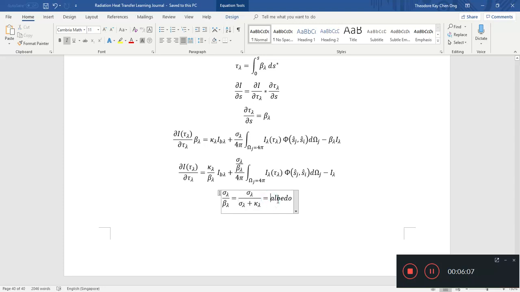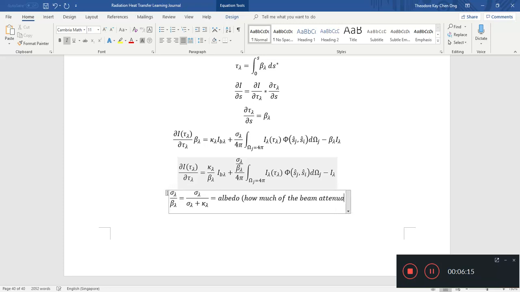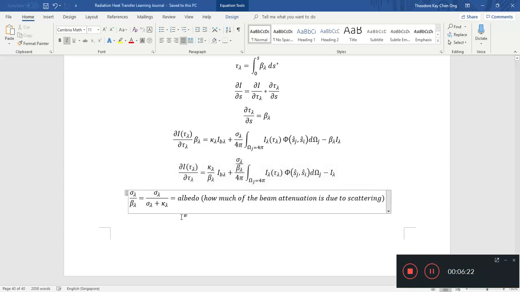How much of the beam weakening, attenuation is the proper word, is due to scattering? So how scattering-ish is the medium? How much does the medium scatter? How well does the medium scatter as compared to absorb? That is what albedo is.